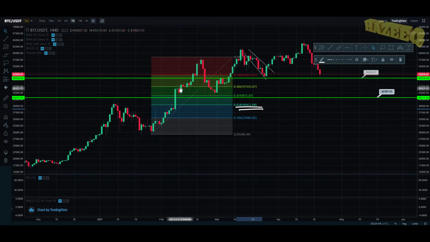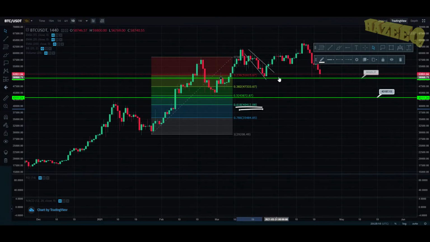Then you started climbing through the levels, and this is February, this is mid-February, and you're climbing through this level, testing its support. Then you wicked up a bit, and you see these two lines over here, support and resistance.